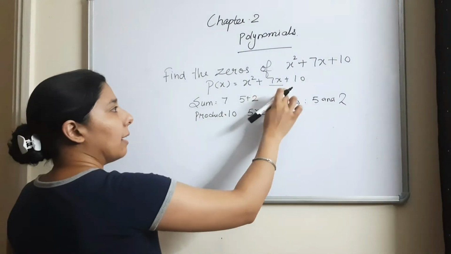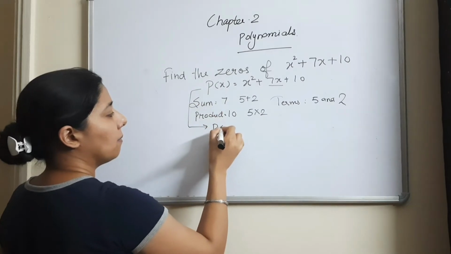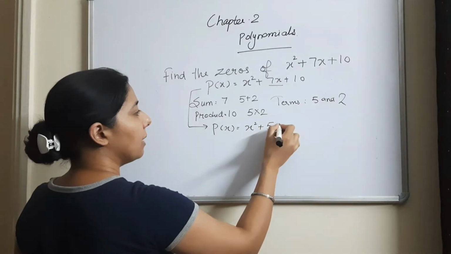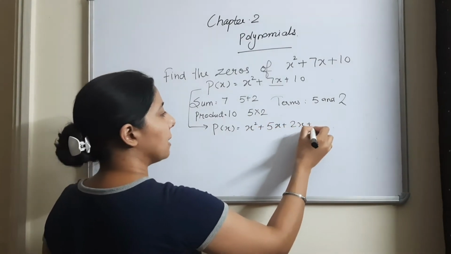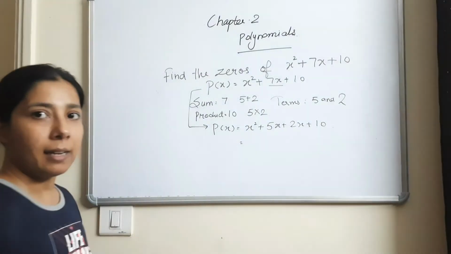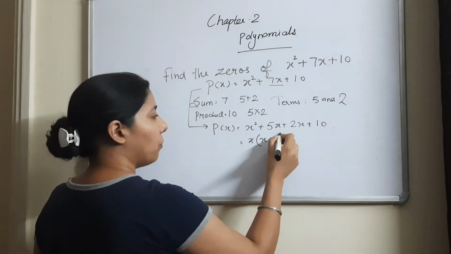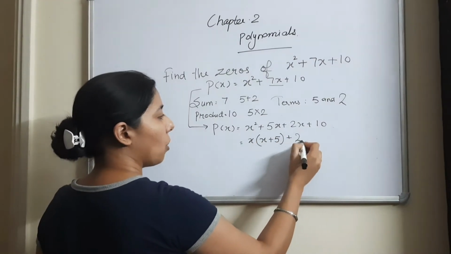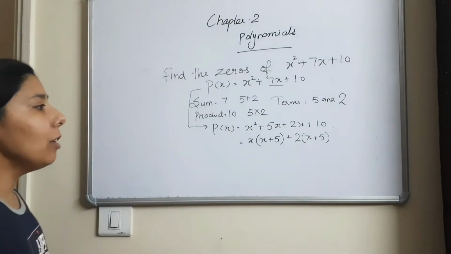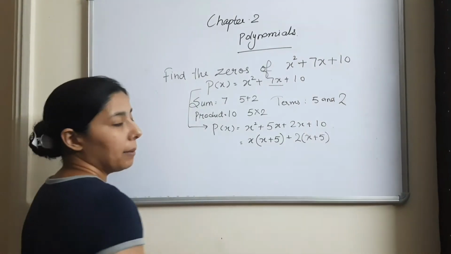Now we will split this 7 in terms of 5 and 2. So write p(x) is equal to x square plus 5x plus 2x plus 10. From here we will take x as common, and within brackets we are left with x plus 5, and from here we will take 2 as common and are left with x plus 5 in the brackets. In each and every question you will observe that these two brackets will always be the same.